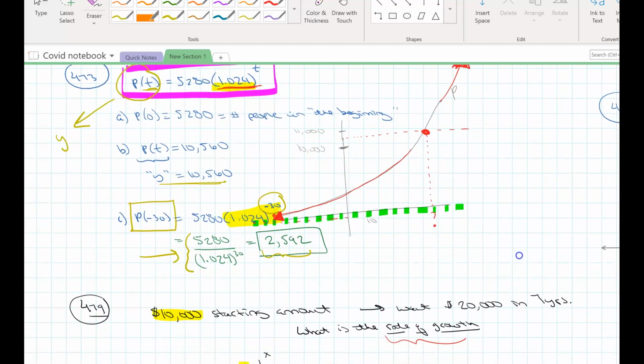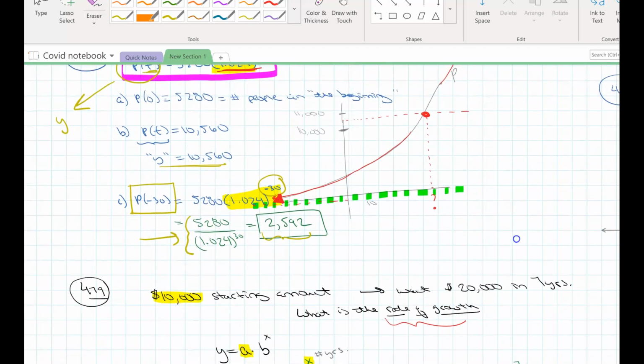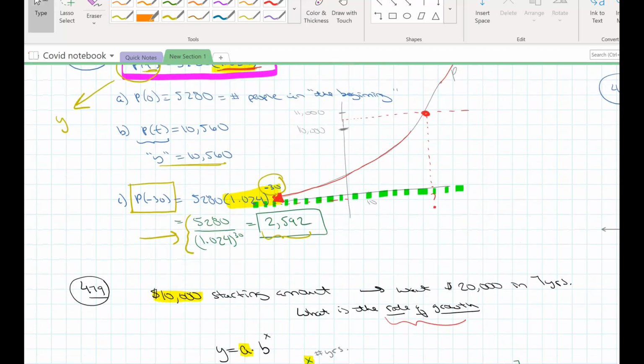Okay, 479 was, I thought, a pretty fun question. So it said $10,000 is the starting amount, and you want $20,000 in 7 years. And they're asking you, what is the rate of growth? Okay, so I think we're figuring out here that whenever you have a percent of growth, right, we have an exponential function. And they actually tell you to use this model right here.